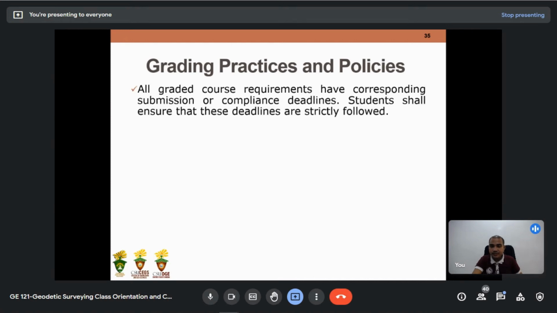So let's go to the grading practices and policies. All graded course requirements have corresponding submission and compliance deadlines. Example, naihatag na ang quiz number 1. Of course naay deadlines nga corresponding. Maybe naay 1 week to take that quiz, pero in a 10-minute lang nga span. So students shall ensure that these deadlines are strictly followed, no.